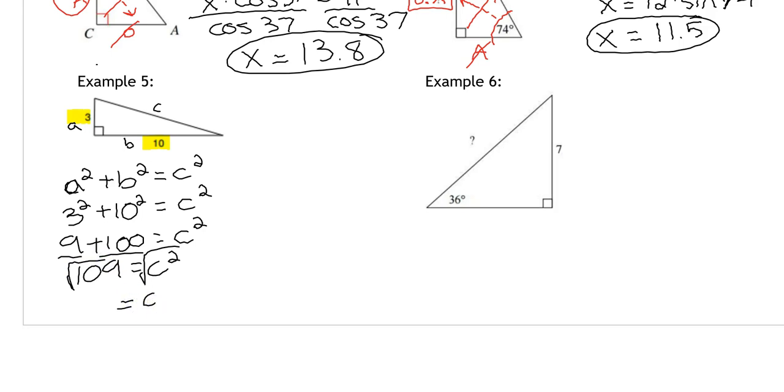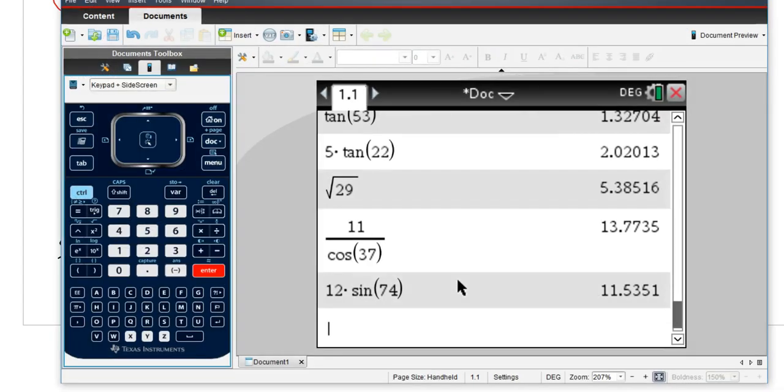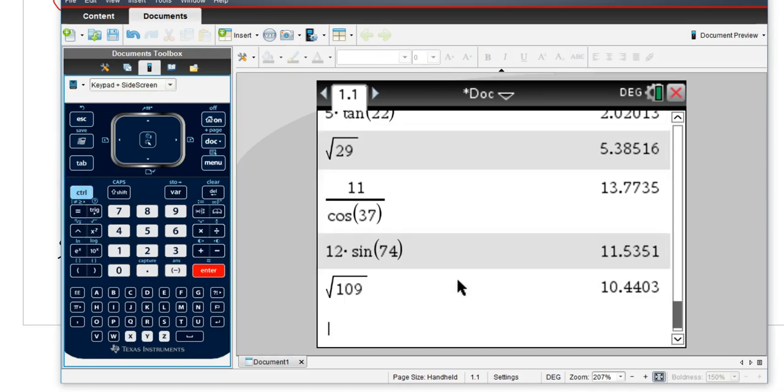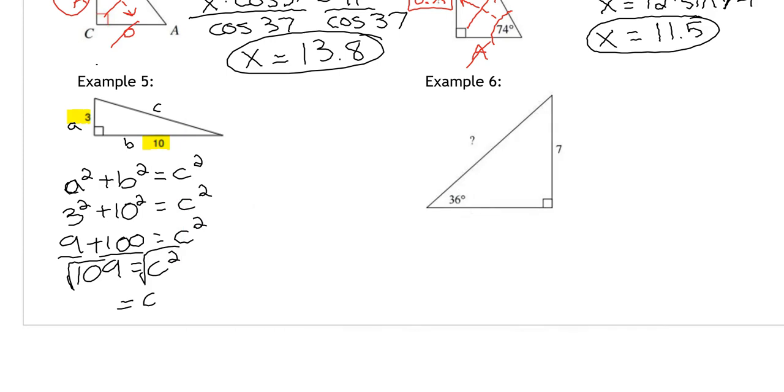The square root of 109 is 10.4. Those are nice and easy if you're given 2 sides.